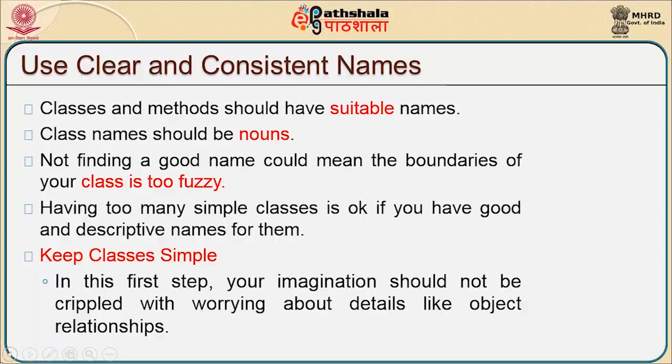And the point that we have already mentioned, keeping classes simple. In the first step, your imagination should not be crippled with worrying about details like object relationships. So you should never worry about the kind of relationship that we are about to establish between objects. Rather, it should be about whether we can take a particular noun or a particular verb as an object.